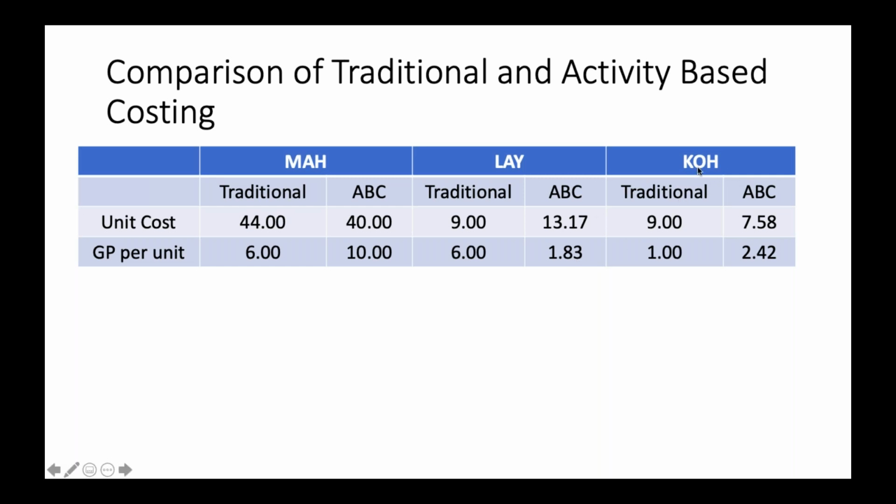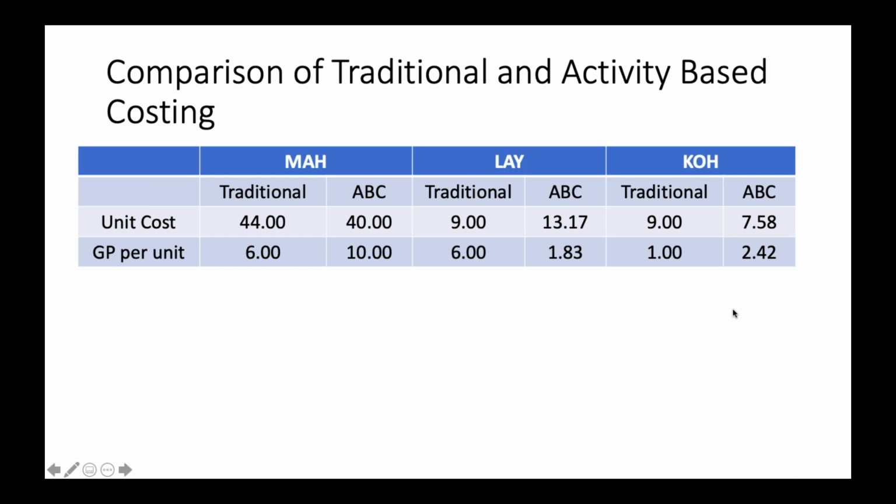For product co, the traditional GP per unit is only 1 peso because we are charging 9 pesos of the unit cost or a higher factory overhead rate using traditional costing. Well, in fact, it does not use that much of the activities in the factory overhead, and therefore the unit cost should have been 7.58 only, and we are actually earning 2.42 per unit.